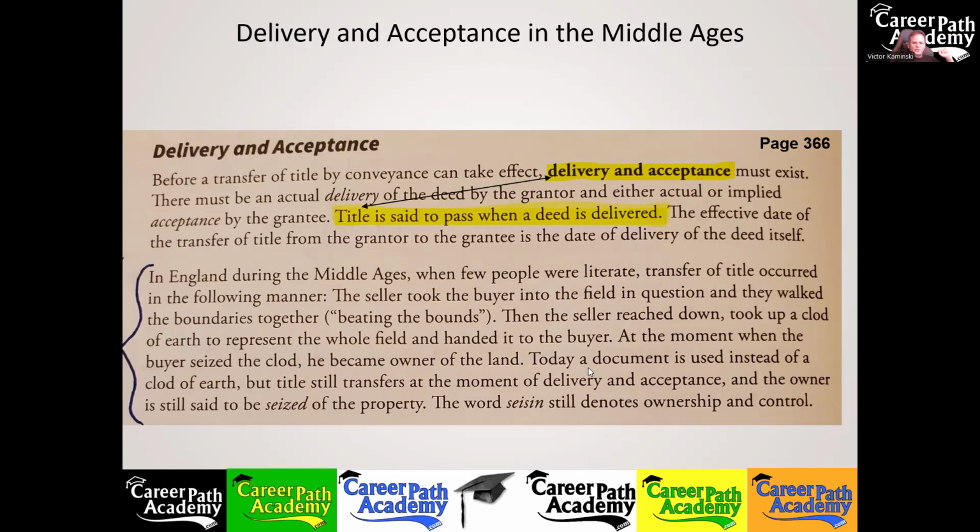Today, a document is used instead of a clod of earth, but title is still said to transfer at the moment of delivery and acceptance, and the owner is still said to be seized of the property. The word seisin still denotes ownership and control. Can you see those little cartoon characters walking around the property's boundaries? One of them reaches down, picks up a piece of the dirt from the field, and drops it in the other guy's hand and says, "You're now the owner."